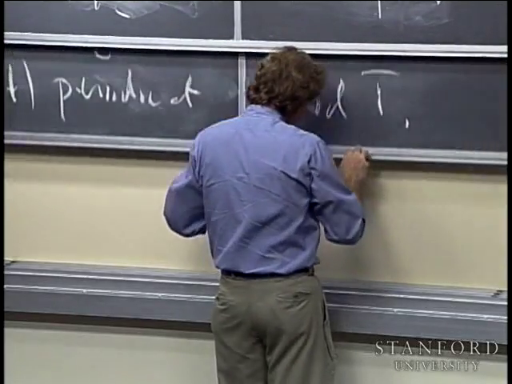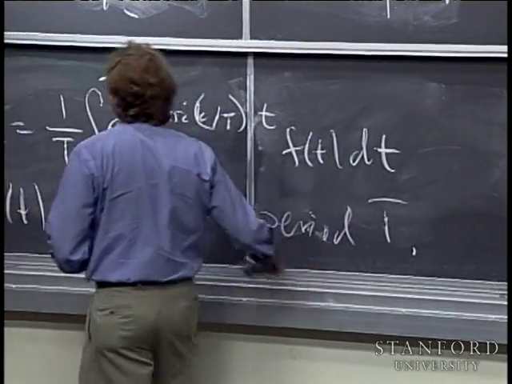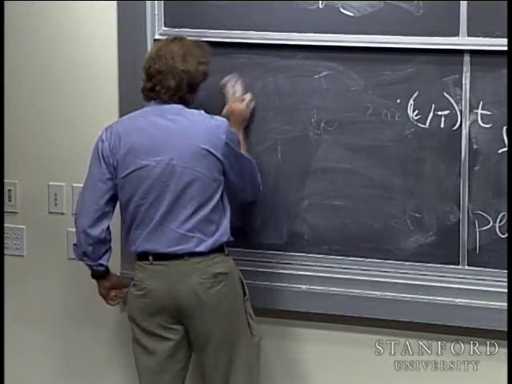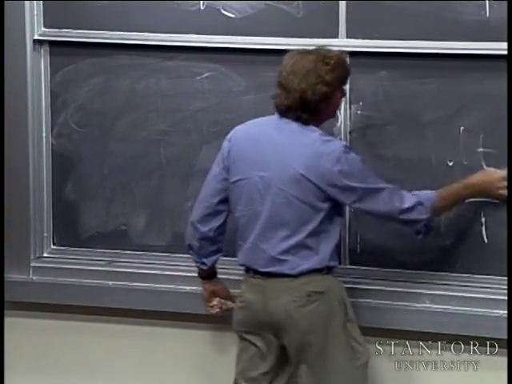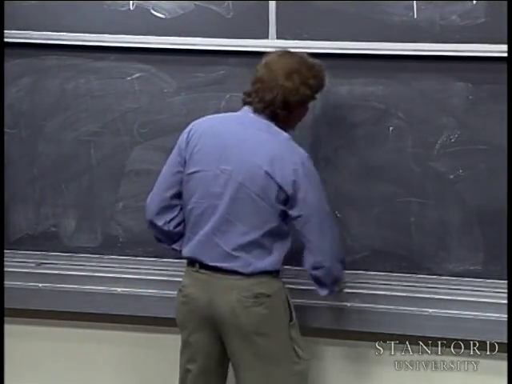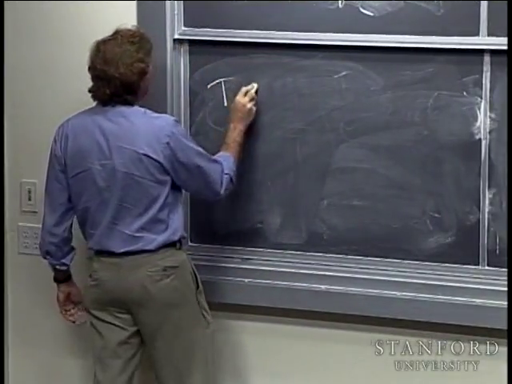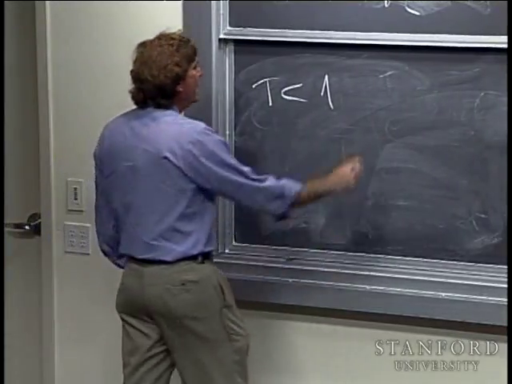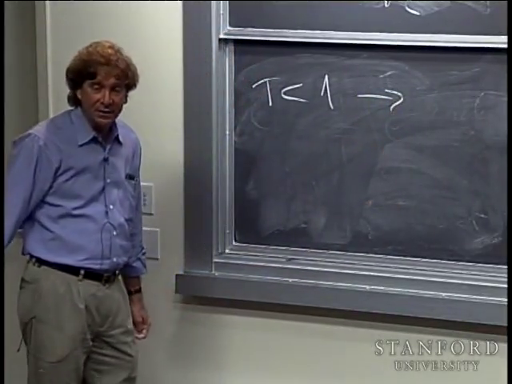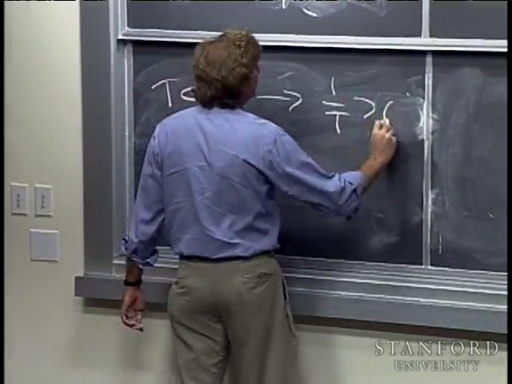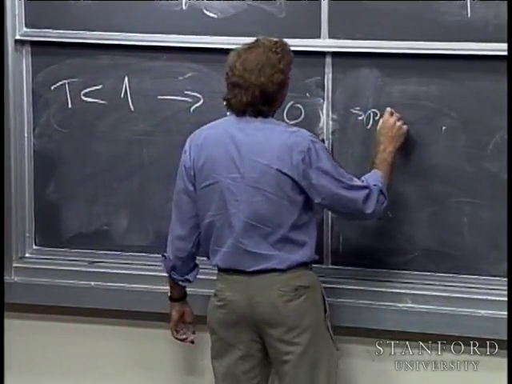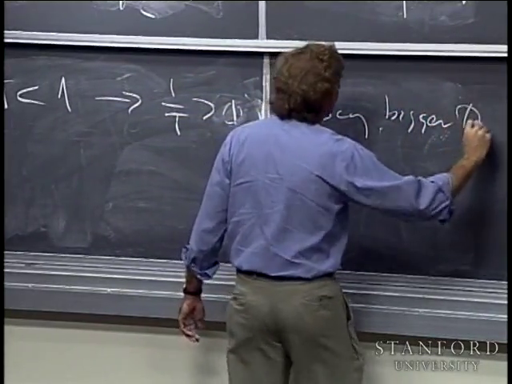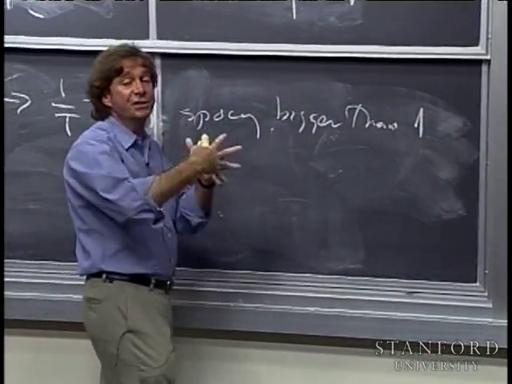Now, in particular, if T is less than 1, then 1 over T is bigger than 1. So a function which repeats more frequently than once a second implies 1 over T is bigger than 1, so the spacing is larger. All right? The spectrum is spread out.